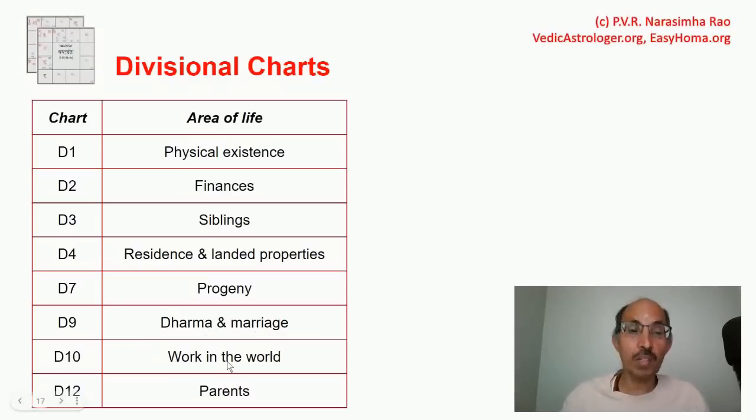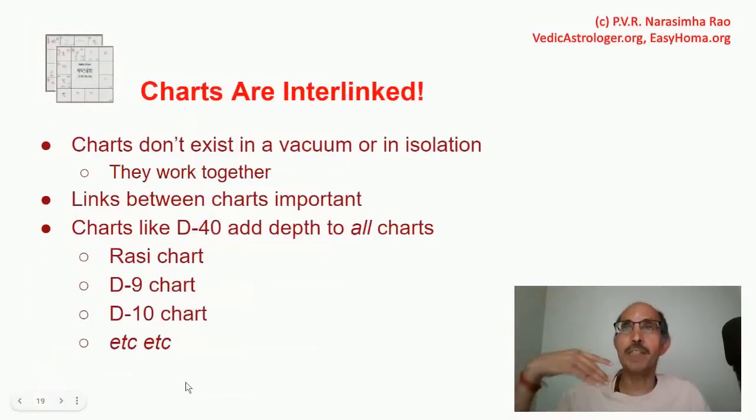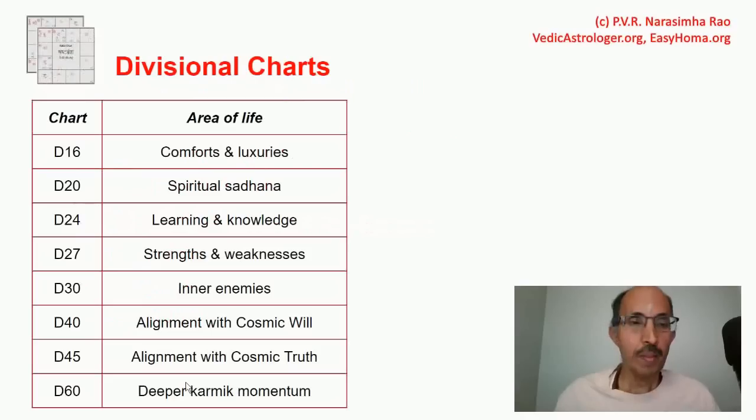And then D10 is the work that you do in the world, D12 is your parents, and of course grandparents, everything related to parents. The success and failures of parents, the careers of parents, the parents' parents, etc. And D16 shows your comforts and luxuries, how you will enjoy things in your life. And D20 is your spiritual sadhana and how you make spiritual progress in this life. D24 is learning and knowledge. And as I said earlier, not restricted to what you learn in a formal setting like school or college or university. Basically, any learning and scholarship you have, any understanding you have of the world around you and of yourself.